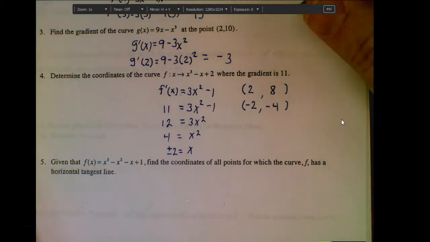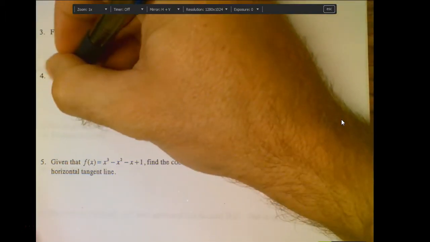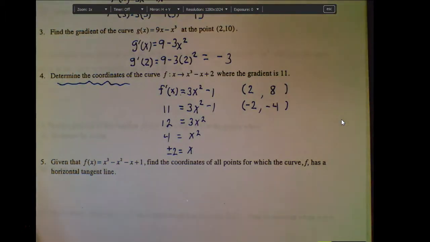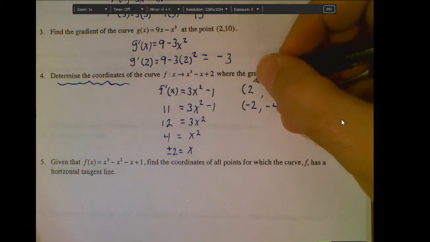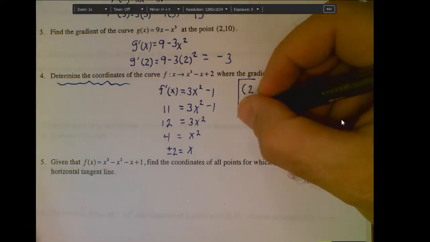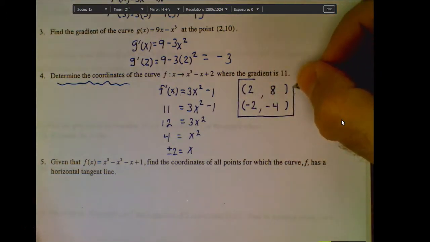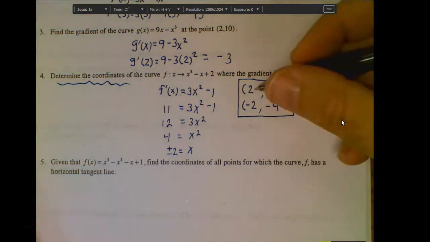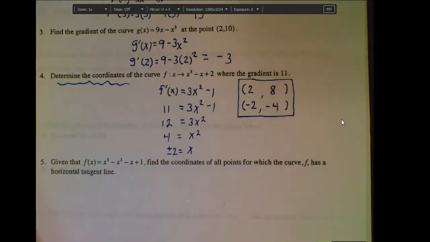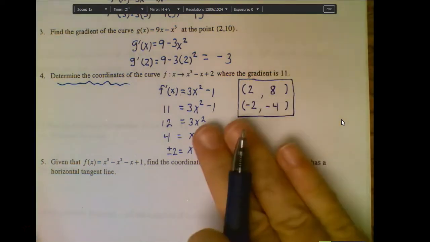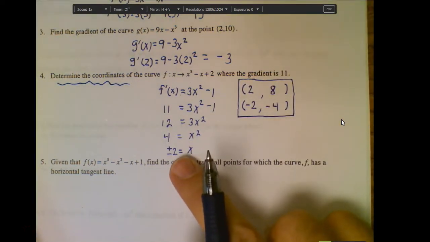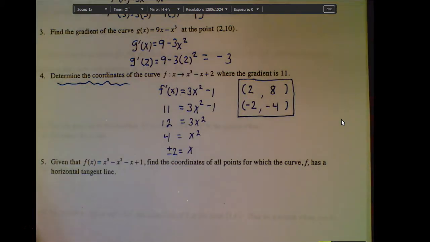Something to always consider is you always have to read the directions very carefully because there are subtle differences within those directions. This one specifically said the coordinates, so I needed these ordered pairs. I needed x's and y's. Some just say find the x coordinate, and so all you would do is stop right here and just list the x coordinates. So it's a matter of reading carefully.